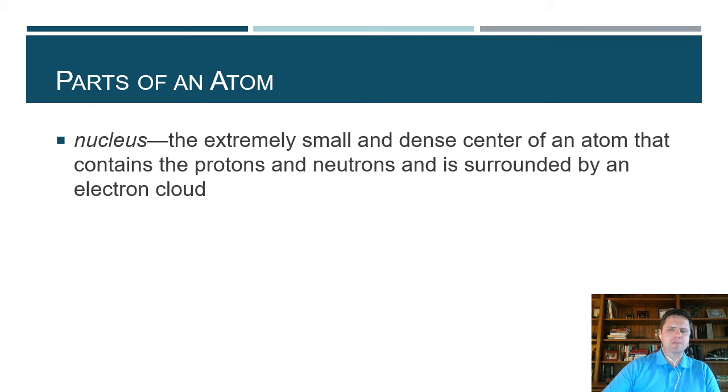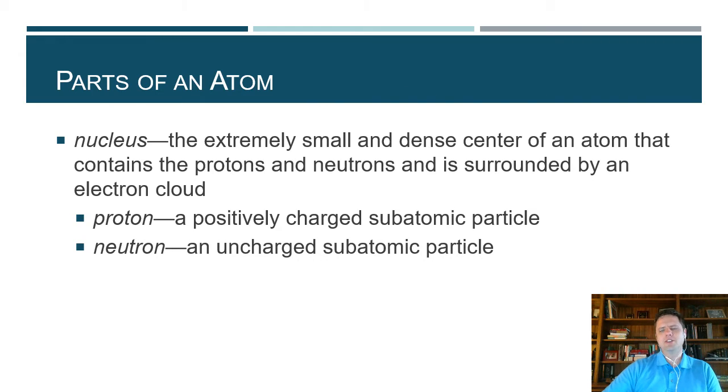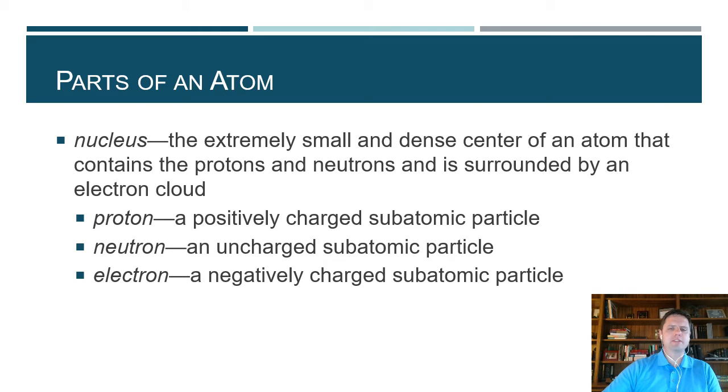Okay, so the parts of the atom, as I just mentioned quickly: the nucleus, which is that very, very ultra-dense core of an atom, is an extremely small, dense center that contains the protons and neutrons. It's surrounded by an electron cloud. The proton is a positively charged subatomic particle. The neutron is an uncharged or neutral subatomic particle. And then the electron is a negatively charged subatomic particle, and those are the ones in the electron cloud outside of the nucleus.